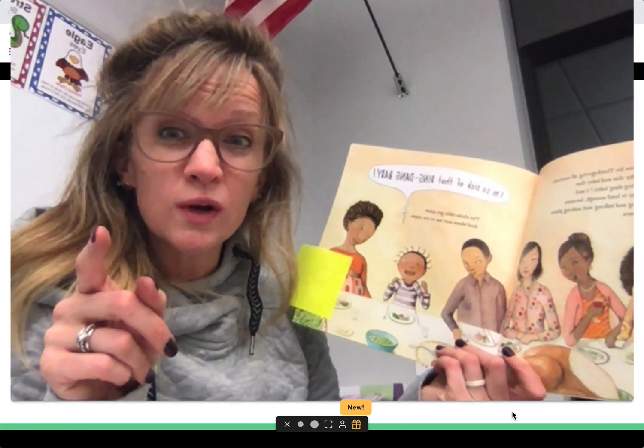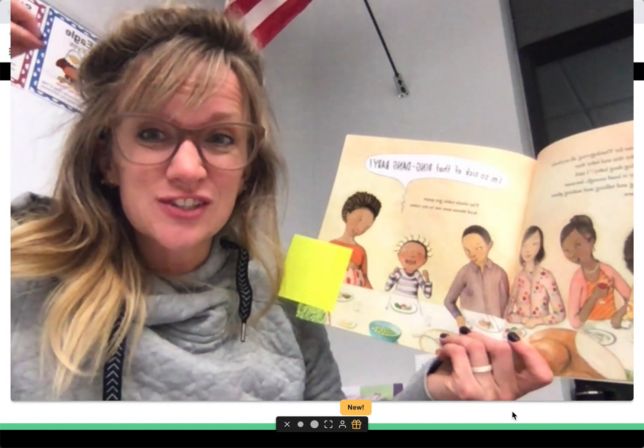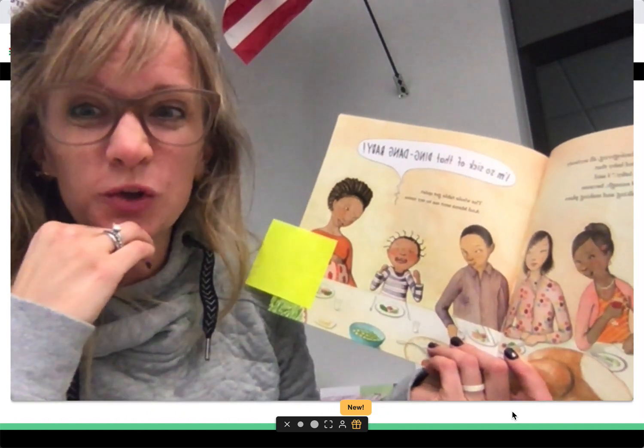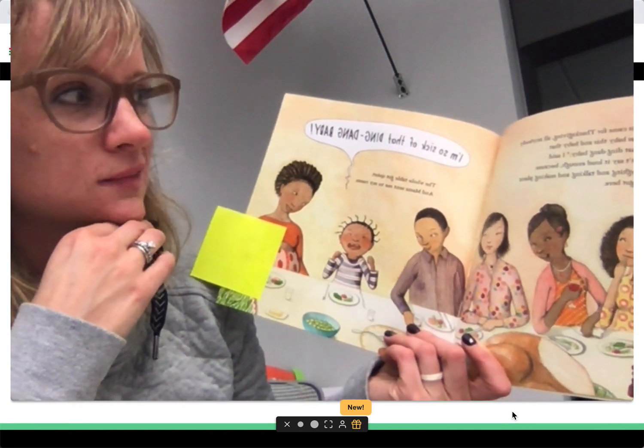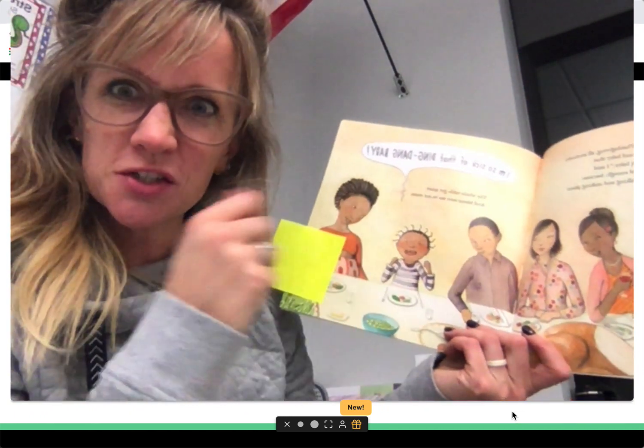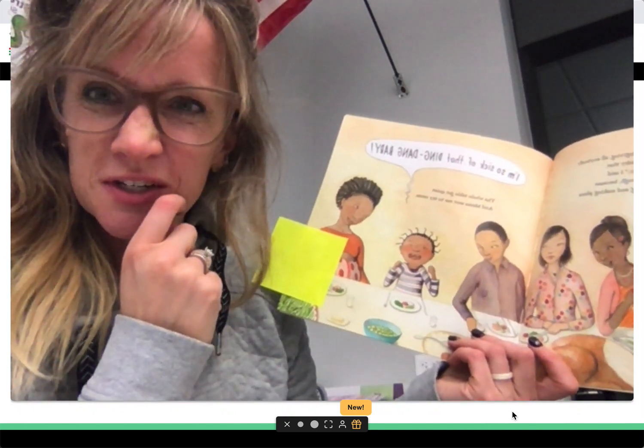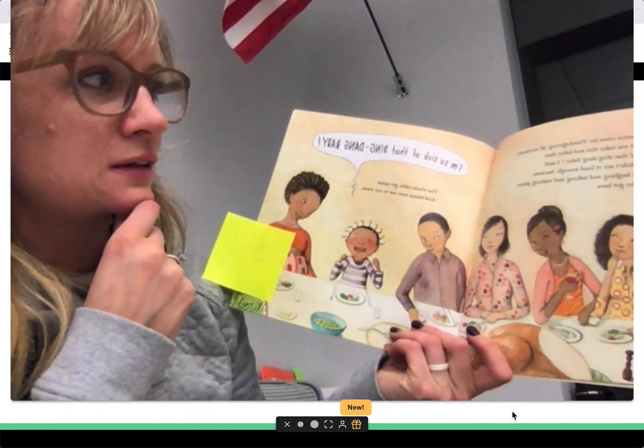Remember, we can notice what characters say. That gives us a clue into how they're acting and feeling. She's kind of sounding frustrated. I'm making a connection to Tommy. She's sounding frustrated and angry for a very different reason.